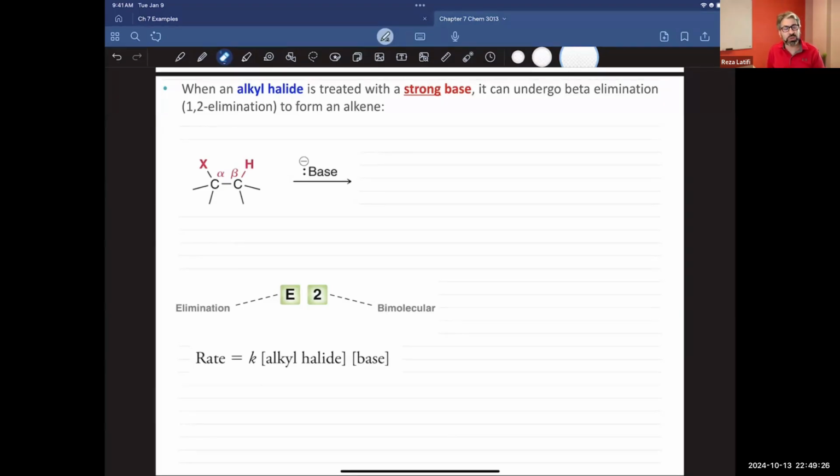And I will say this: practice more and more examples so you get used to nucleophilicity versus basicity, and the meaning of, for example, SN2 or SN1, E1 or E2 reactions. You have to keep practicing more and more examples.